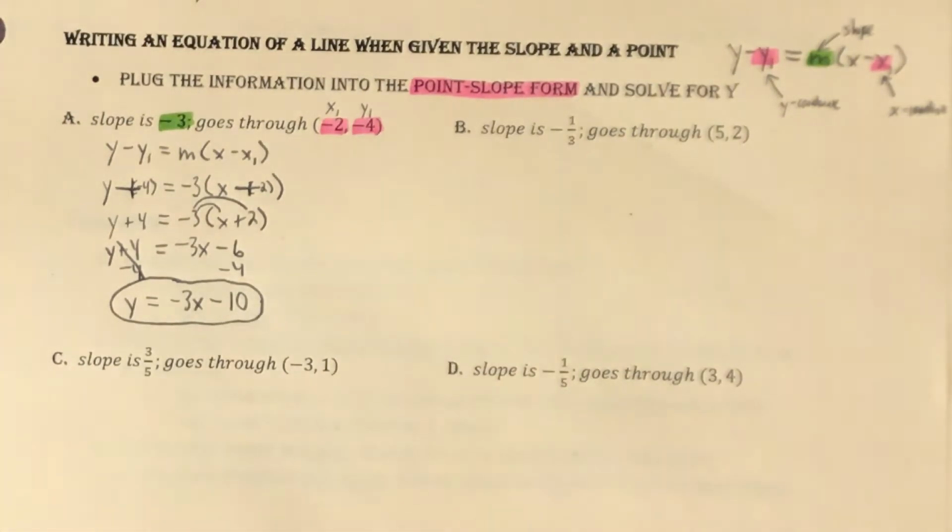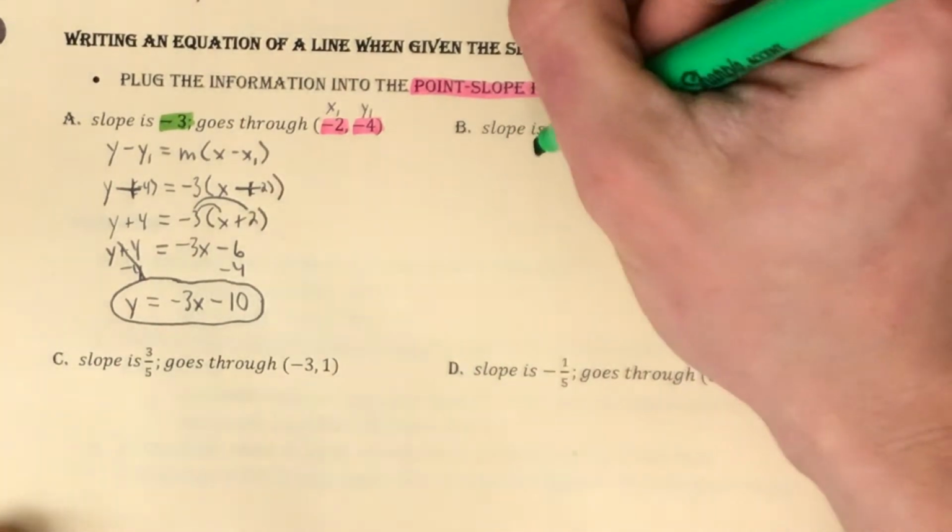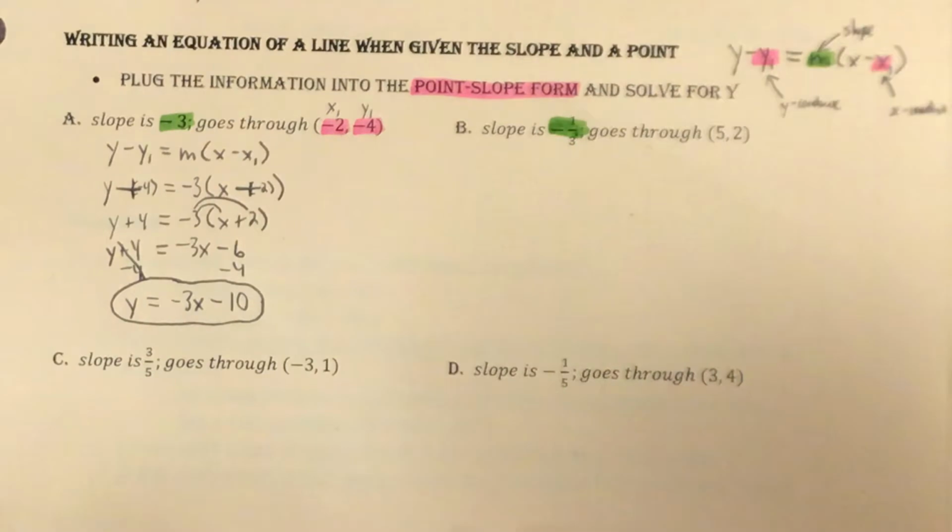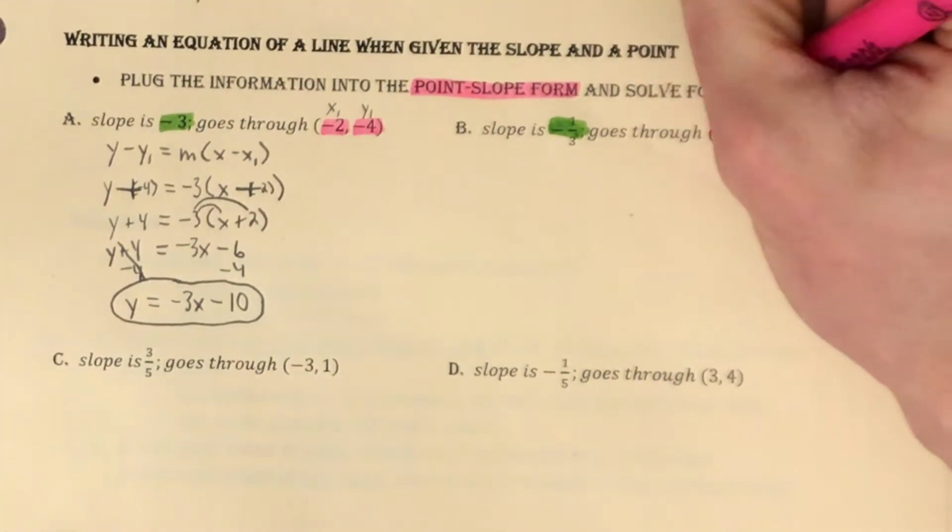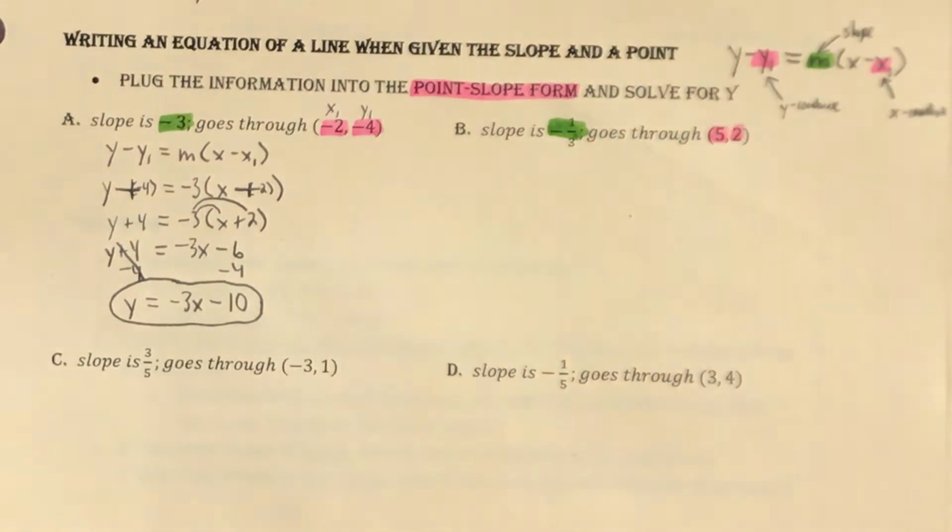All right, so let's do another example. Example B says the slope is negative 1/3 and it goes through the point 5, 2. So again, slope negative 1/3. Point is 5, 2. So I'm going to plug those into the appropriate spots.